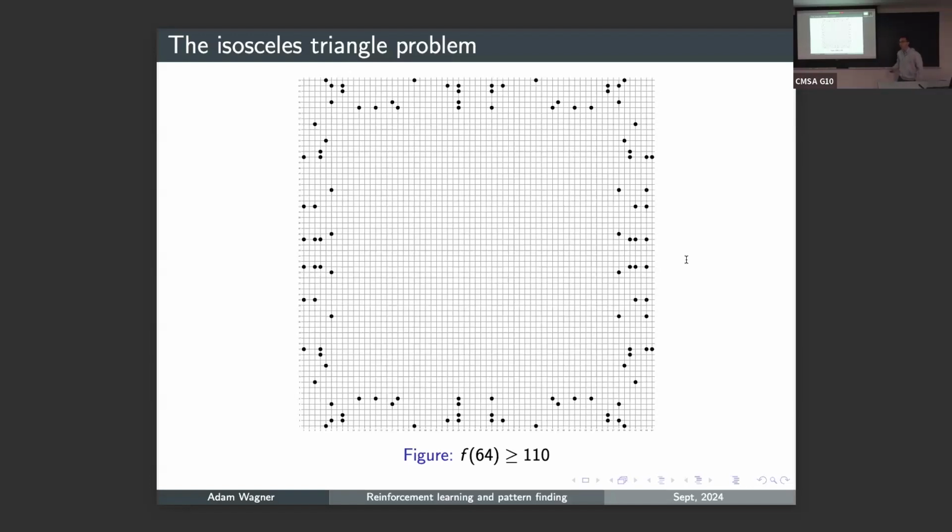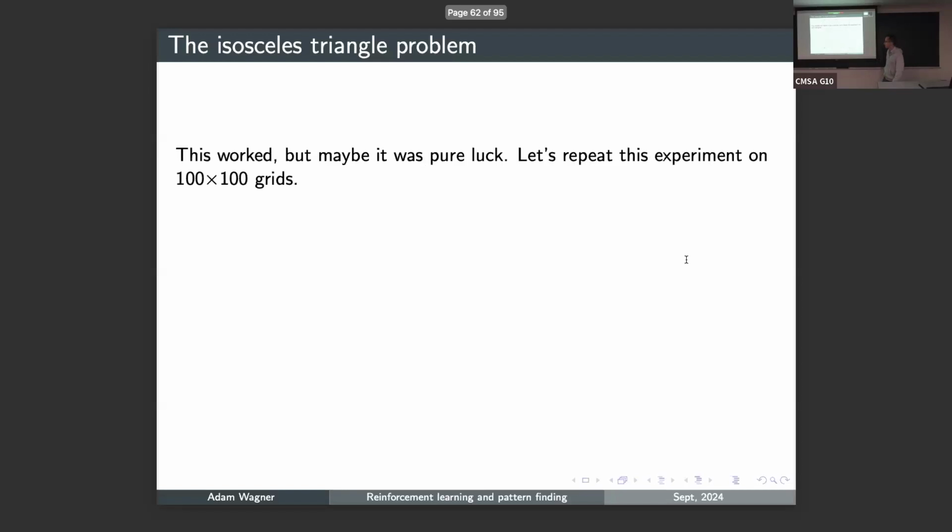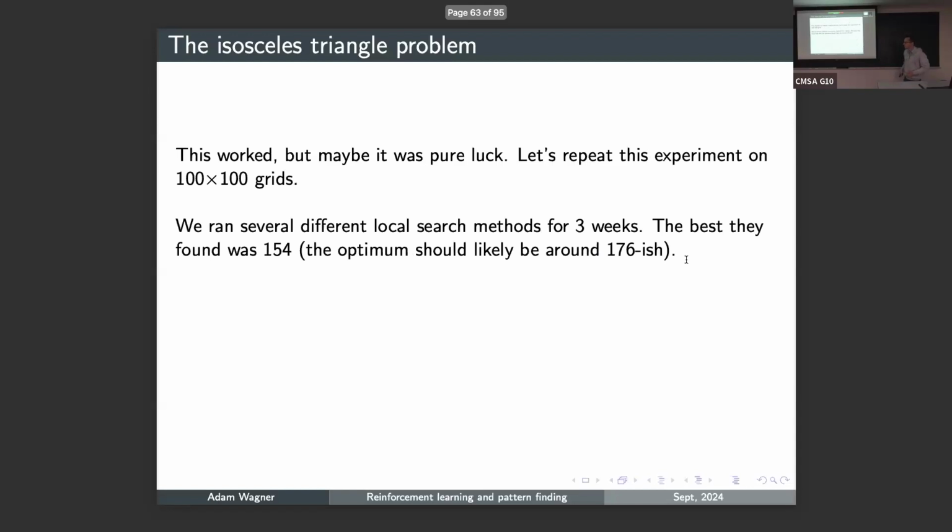So what I was excited about here is that this method seemed to be a method that could be applied to many other problems as well. But this works for 64 by 64. Maybe we were lucky. Let's try it for 100 by 100. Of course, 100 by 100, we have no chance of finding optimal anymore. Let's just see what we can find.